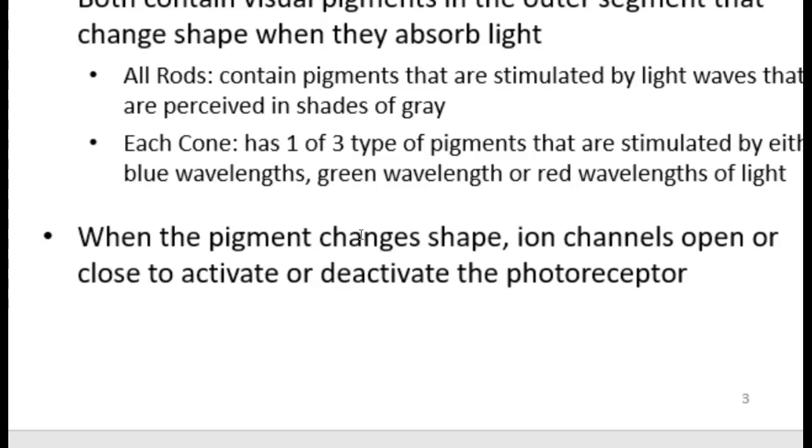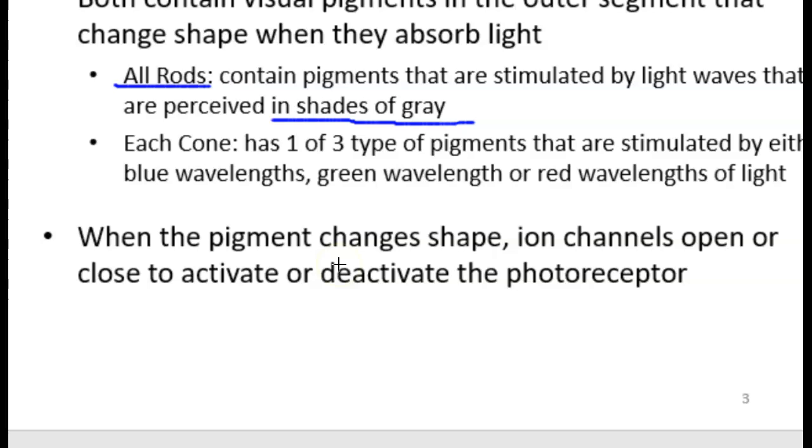So first I'm going to start with the first learning objective, the types of photoreceptors in the retina. This is review for most of you. We've already talked about rods and cones, and that rods are stimulated by white light. We perceive this white light in shades of gray, dark to light. And we've talked about cones and that they are stimulated by colored light or wavelengths that we perceive in color.